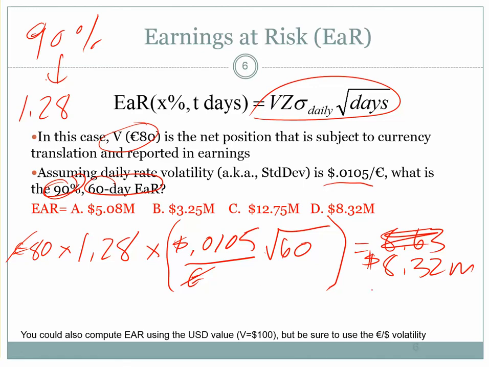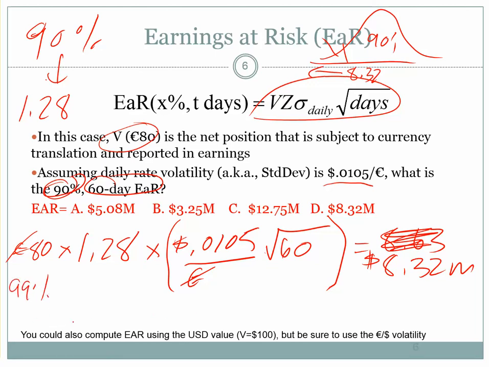So let's interpret that. The 90% 60-day EaR is $8.32 million. So what that means is you are 90% confident, right, 90% confident that you will not lose 8.32 million or more. But if you'd like to be a pessimist, you can also say that there's a 10% chance of losing 8 million or more.